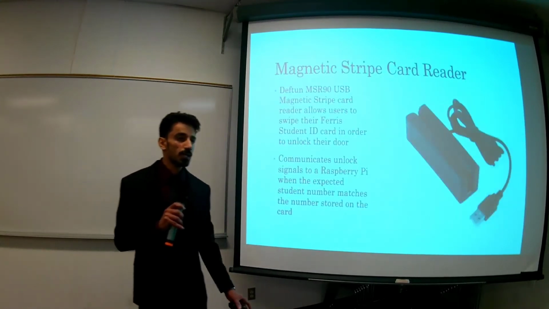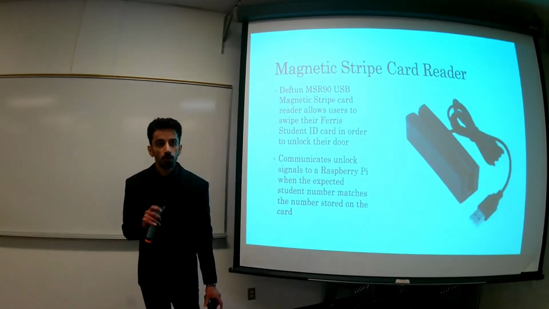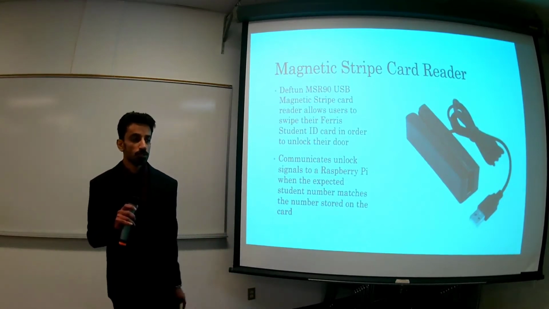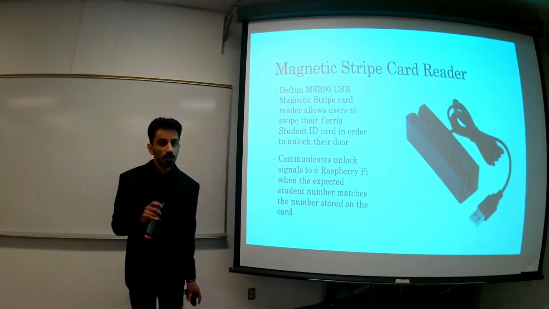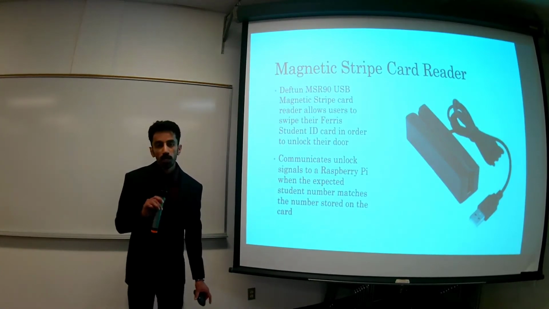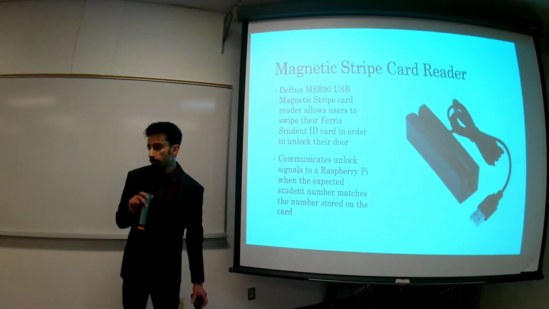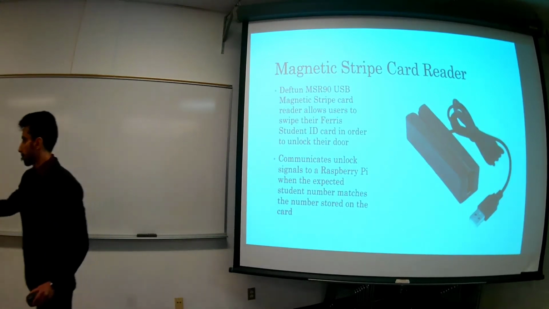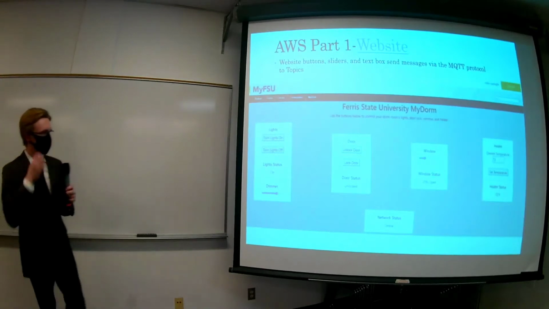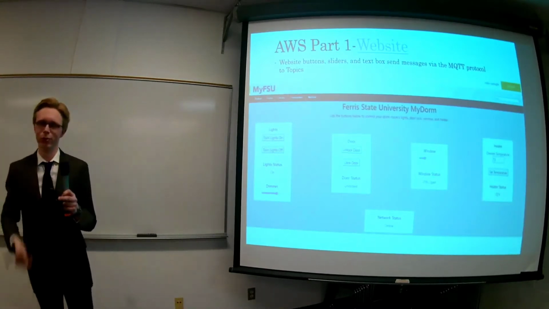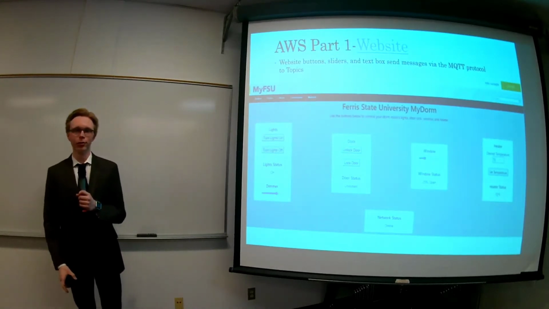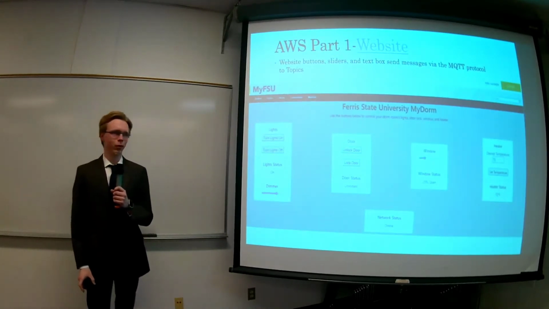Also, we added another option to unlock the door by using a card reader. So when you swipe your student ID, it's going to unlock the door. Jeremiah will explain that more. Thank you, Abdul. So, like he said, one of the options that we have to unlock our door is the card swipe reader. But additionally, and for every other control as well, we have our website here.